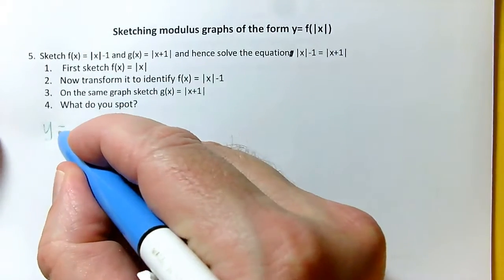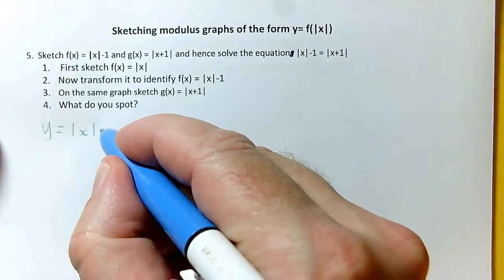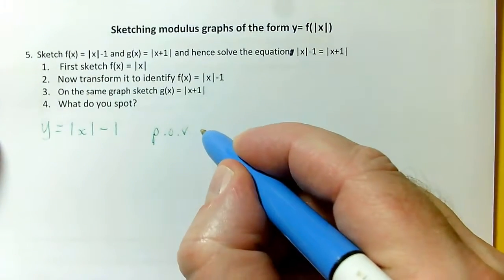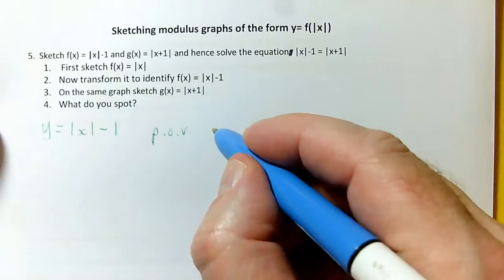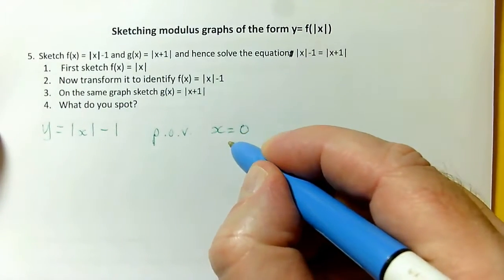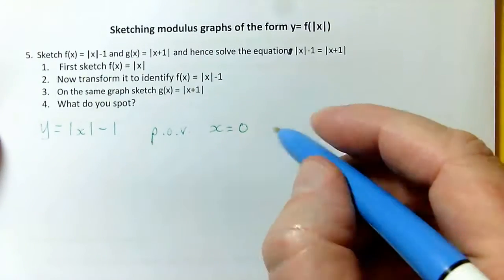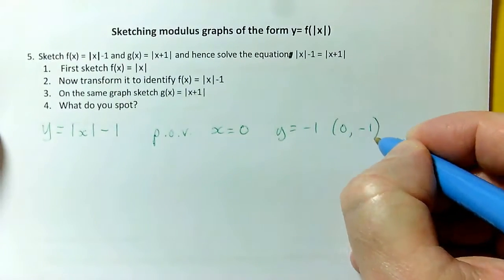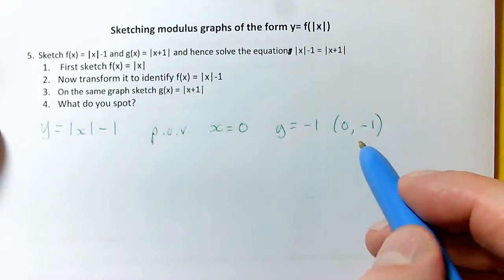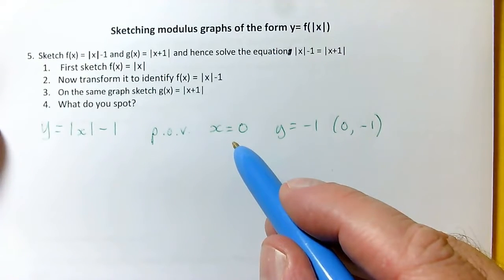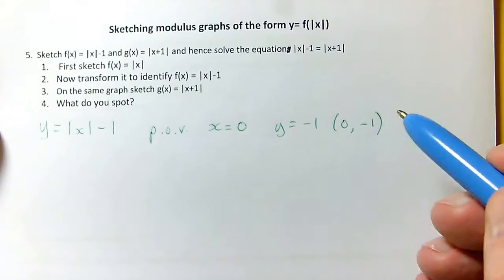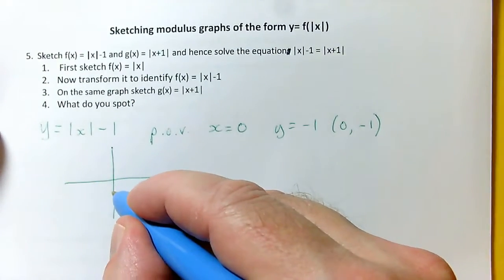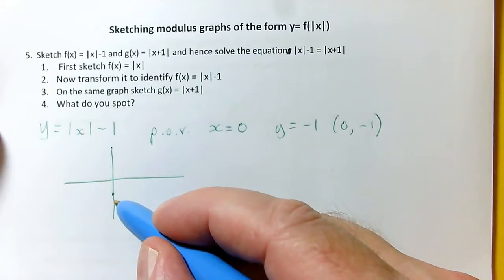For y equals modulus of x minus 1, the point of the v is going to be when the thing inside the modulus is 0, so x is 0. If I make x equal 0, then modulus of 0 minus 1, y is going to equal minus 1, so the point of the v is at (0, minus 1). And this is also the y-intercept, because taking x as 0 is how I find the y-intercept. So the point of the v method doesn't work particularly well here. I know I've got a v, I know the point of the v is at (0, minus 1), and so I can guess which way up the v is going to be.